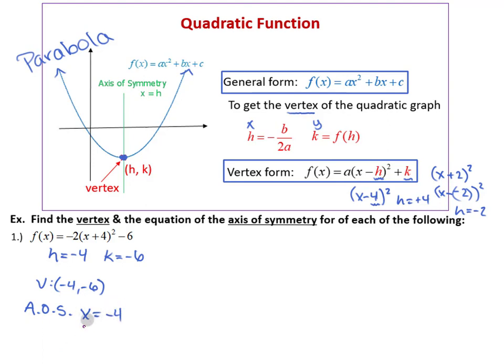So please write x equals negative 4, not just negative 4. It's not a single value. It's an equation of that vertical line, x equals -4. Okay, let's try our next example.